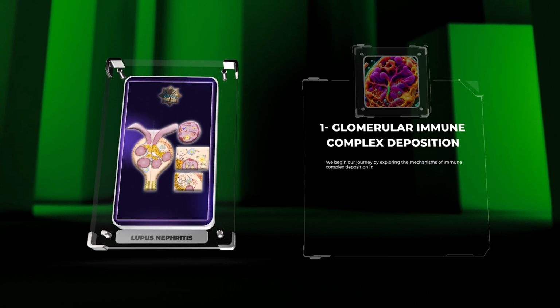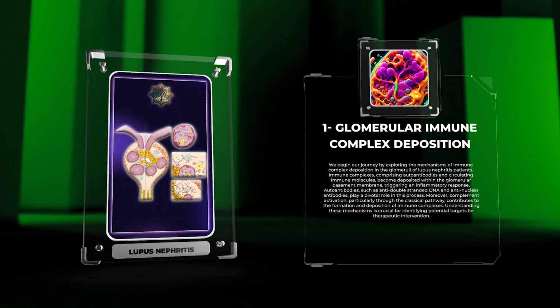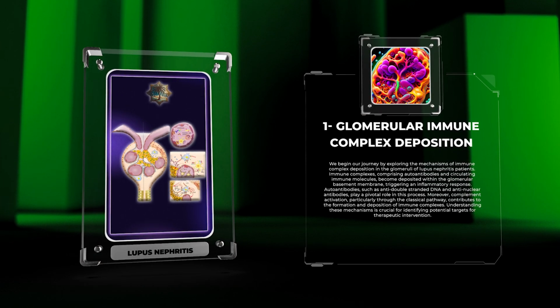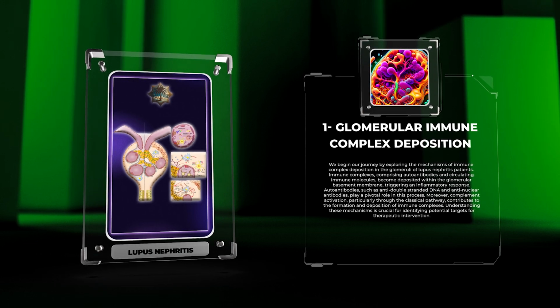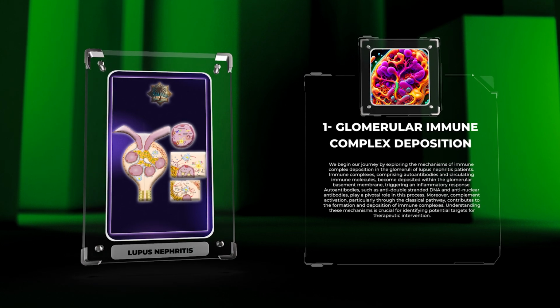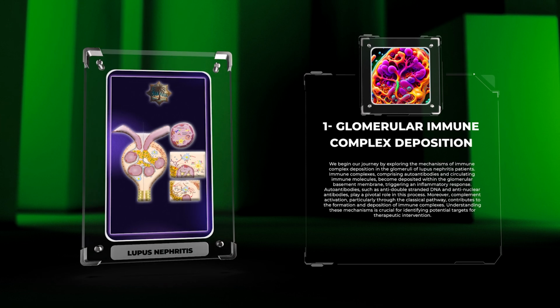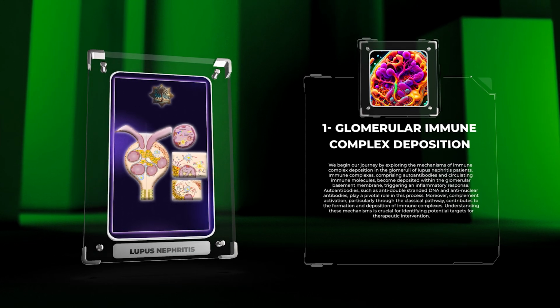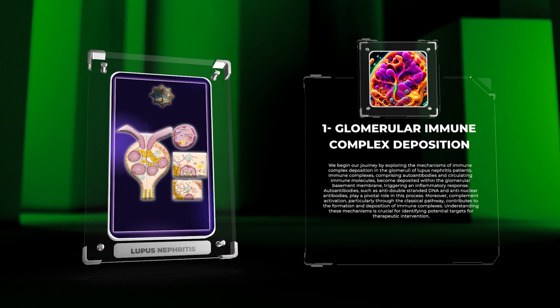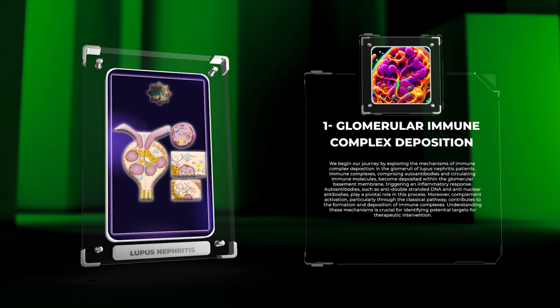We begin our journey by exploring the mechanisms of immune complex deposition in the glomeruli of lupus nephritis patients. Immune complexes, comprising autoantibodies and circulating immune molecules, become deposited within the glomerular basement membrane, triggering an inflammatory response. Autoantibodies, such as anti-double-stranded DNA and antinuclear antibodies, play a pivotal role in this process. Moreover, complement activation, particularly through the classical pathway, contributes to the formation and deposition of immune complexes. Understanding these mechanisms is crucial for identifying potential targets for therapeutic intervention.